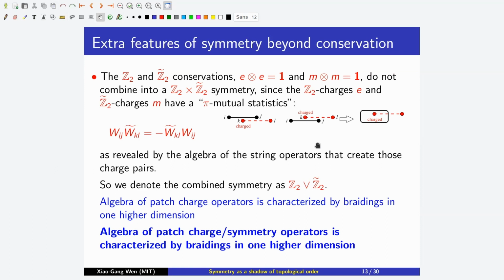But anyway, for this particular case, because it is a non-trivial feature, we say this Z2, Z2 tilde is non-trivial. It's pretty simple. Ordinarily, if two Z2 symmetries are independent, like Z2 times Z2, their charges would have trivial mutual statistics. However, here their charges have non-trivial mutual statistics, so we say they are non-trivial.